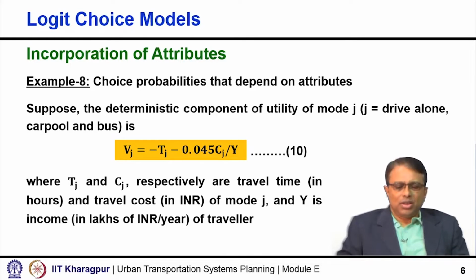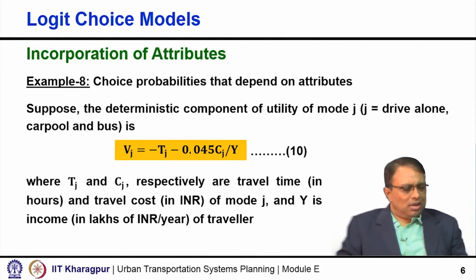that utility of alternative j, V j, equal to minus T j minus 0.045 C j by y. C j is the cost of alternative j, T j is the travel time by alternative j, and y is the income of household in lakhs. Lakhs means in 100,000s Indian rupees.